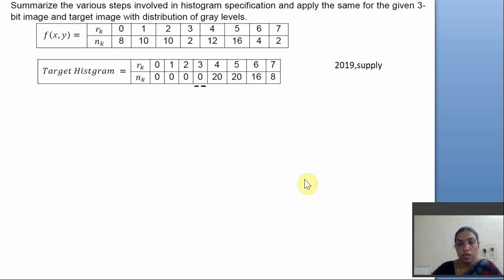So now take another example. This question was asked in the 2019 supplementary exam. So all of you note down this one and then do it as a homework problem.